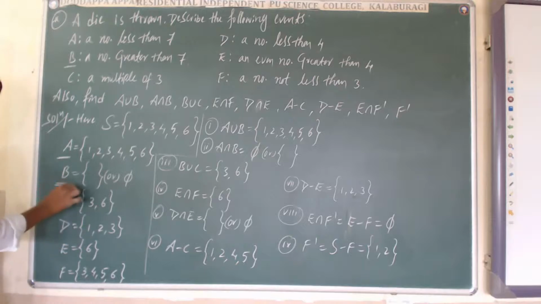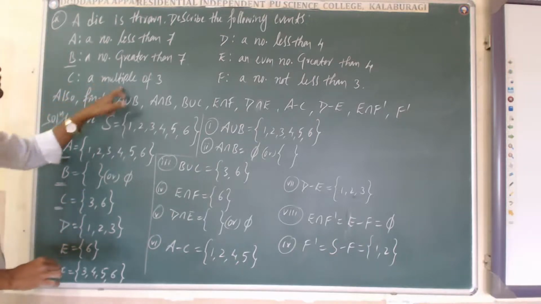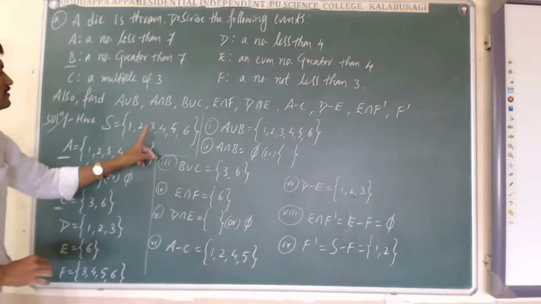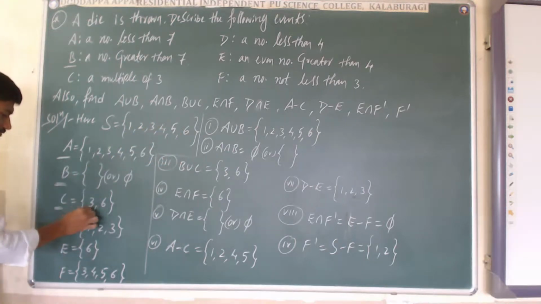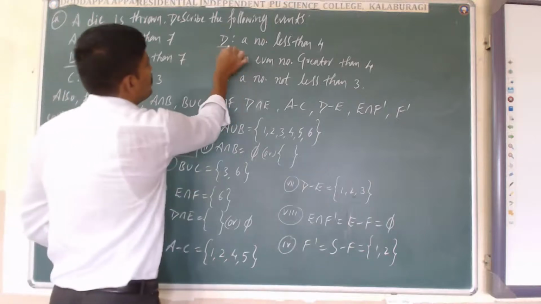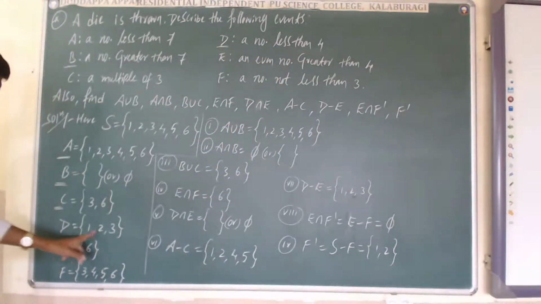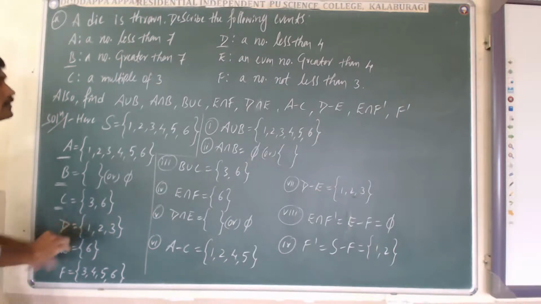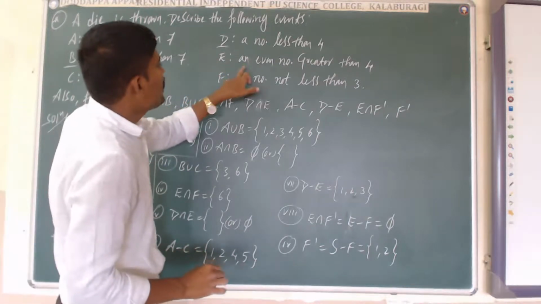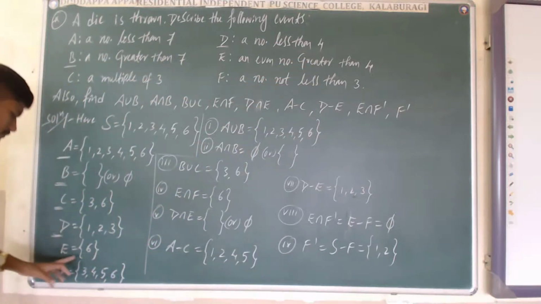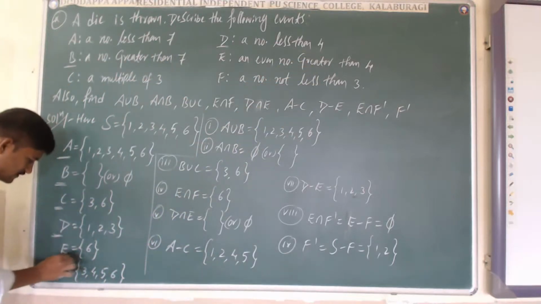Next, see, a multiple of 3. In the numbers 1 to 6, the multiples of 3 are 3, 6. So 2 elements will come. Next, the D event, a number less than 4. Less than 4 means 1, 2, 3. 3 elements will come. Next, event E, an even number greater than 4 is given. That is only one element, that is 6.